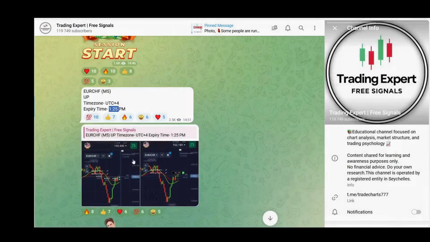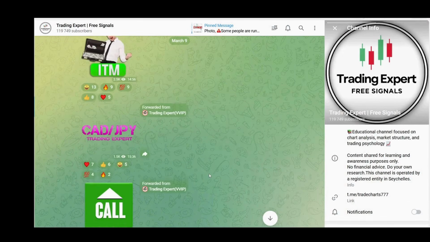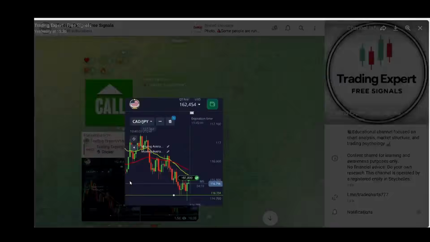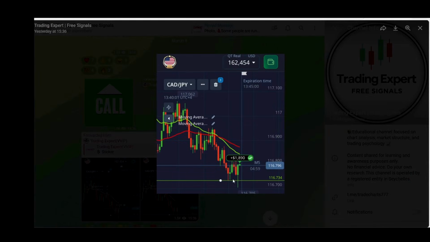Now let's move on to the second trade that we provided in the VIP group. This trade was on CADJPY for the call side. The logic behind this trade was that there was a support level. You can also see a candle that left a wick for the upside move and fulfilled the condition. That's why we provided a signal for the upside move, and this was also an amazing win.